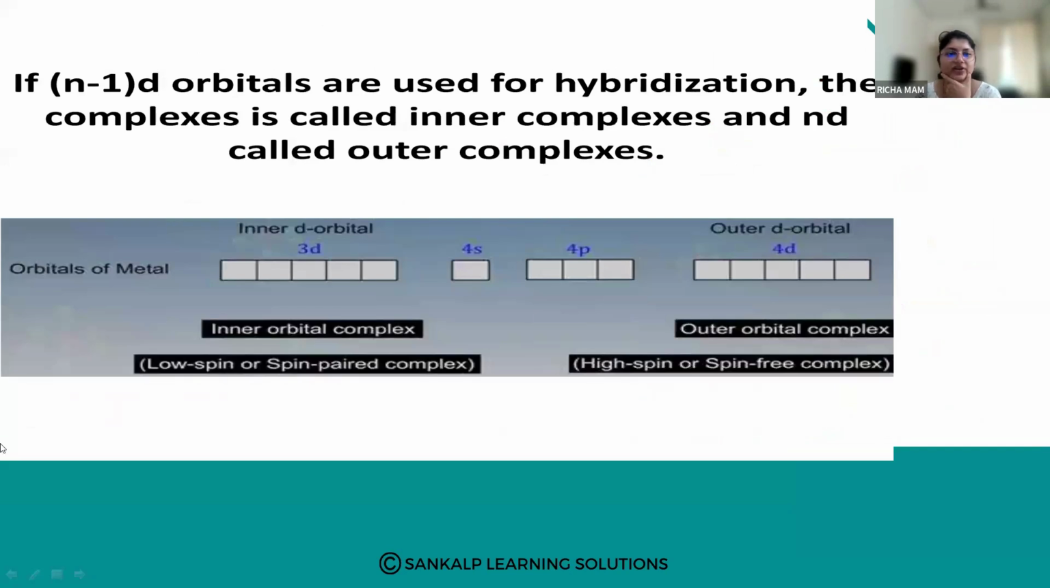Just now we have told: if it is making use of the inner d orbitals, it gives rise to an inner orbital complex, or low spin, or spin paired complex. And if it is using the outer d orbitals, then it is called an outer orbital complex, high spin or spin free complex. Is it clear up to here?